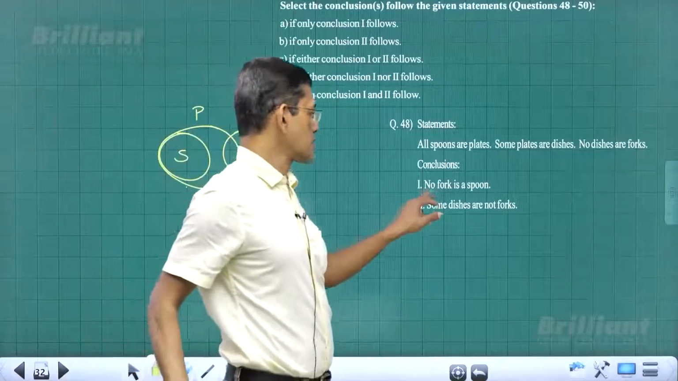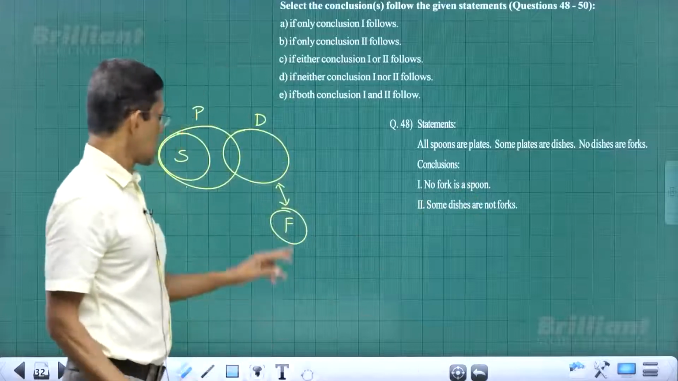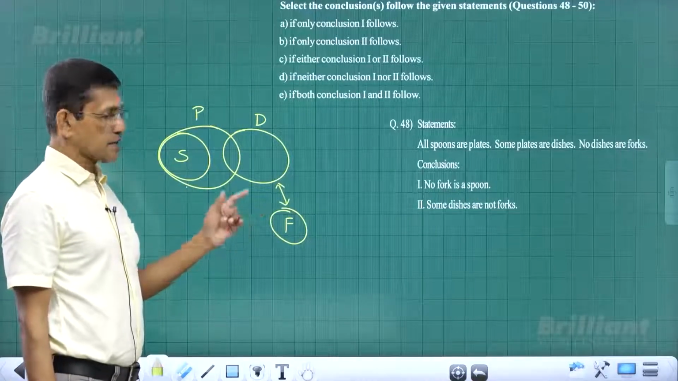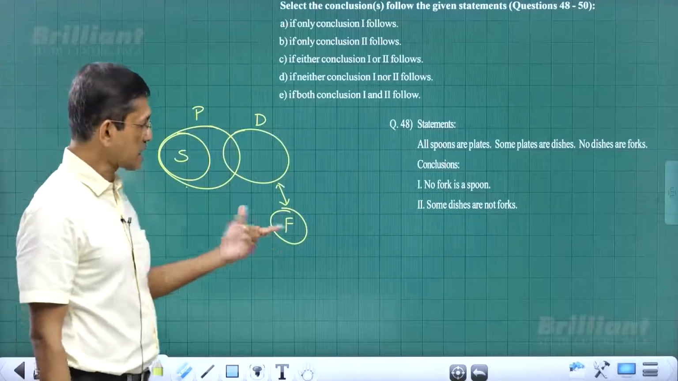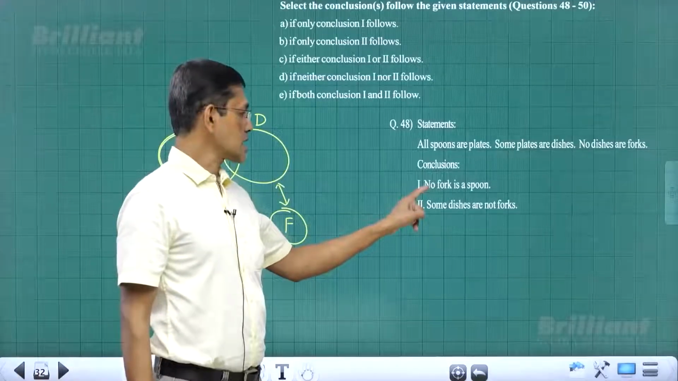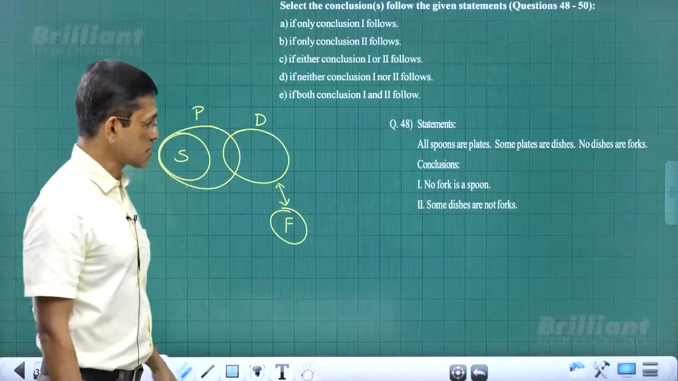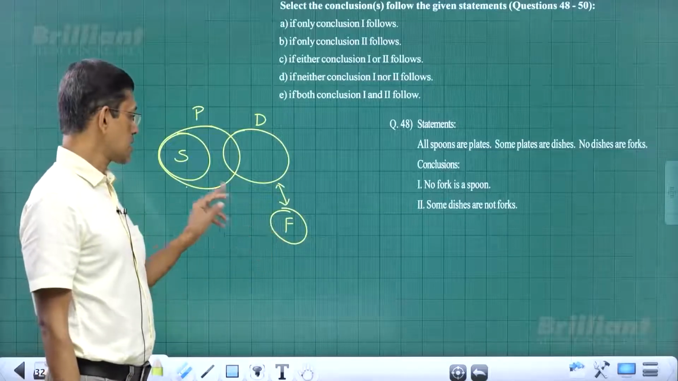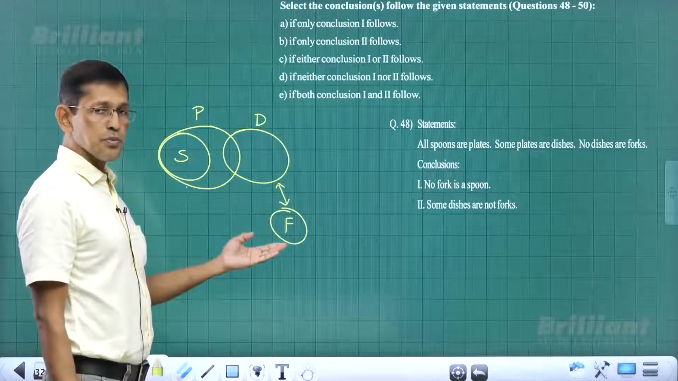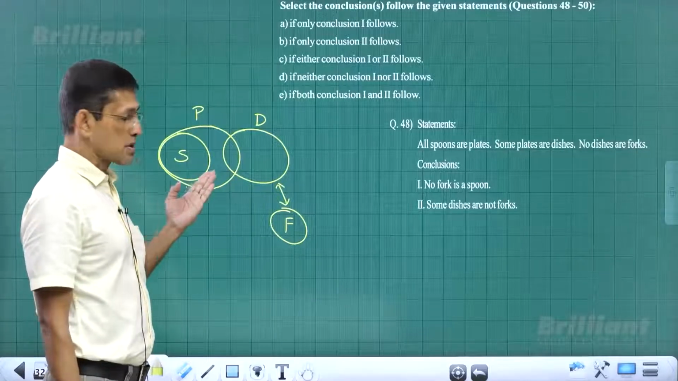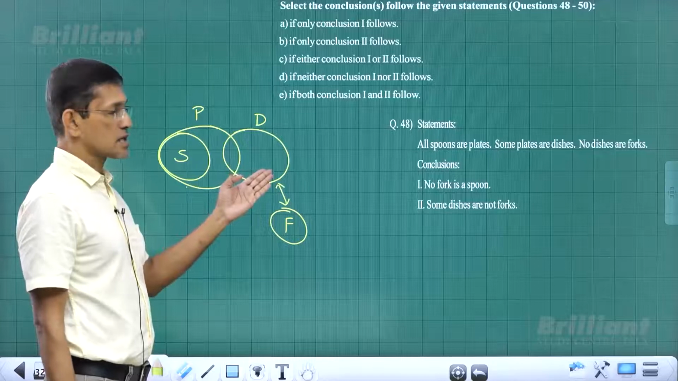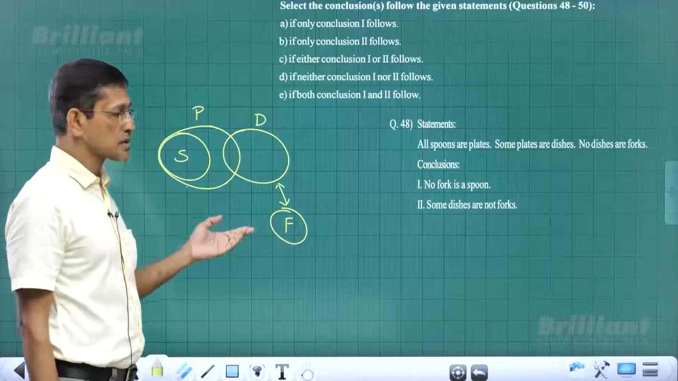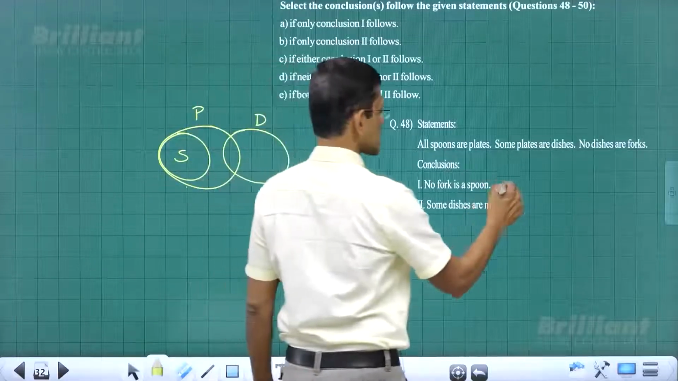Now look at the conclusion. No fork is a spoon. Well, it's a negative conclusion, so we have to negate it. When you negate it, some forks are spoons. So when you draw the new diagram, fork must be intersecting with a spoon. Fork can intersect with a spoon, but fork cannot intersect with a dish. So the new diagram exists, and the original conclusion doesn't follow.